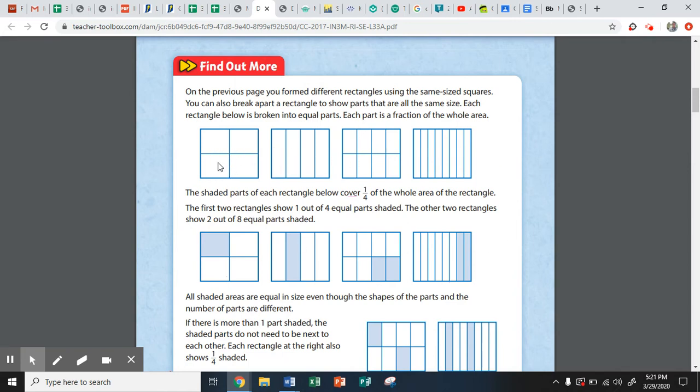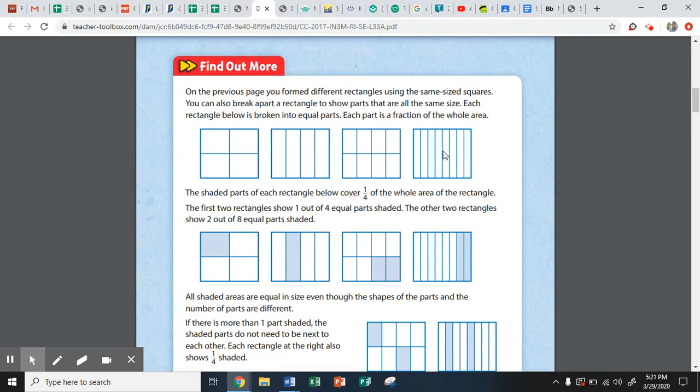The first rectangle is actually divided into 4 equal pieces. 1, 2, 3, 4. All 4 pieces are equal. Okay, so those are fourths. This one is also broken into fourths, 4 equal pieces. 1, 2, 3, 4. So these two are similar because the wholes are divided into fourths. Each piece is worth 1/4.